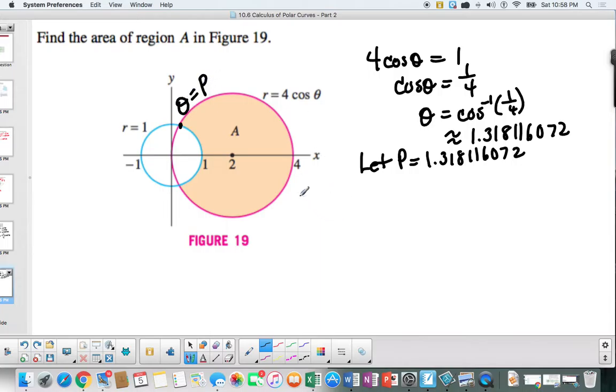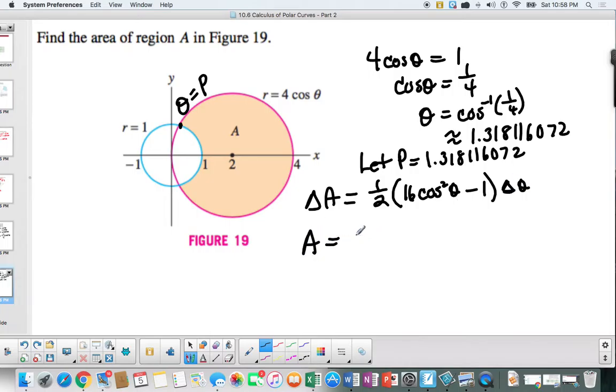All right, so now what I want to do is set up a little piece of area, and a little piece of area will be 1/2, and my outer r is 16 cosine squared theta, my inner r is 1 squared, and then this is delta theta. So my area will be equal to 2 times, I'm going to find the area from 0 to P, and then this will be 1/2 times 16 cosine squared theta minus 1 d theta.